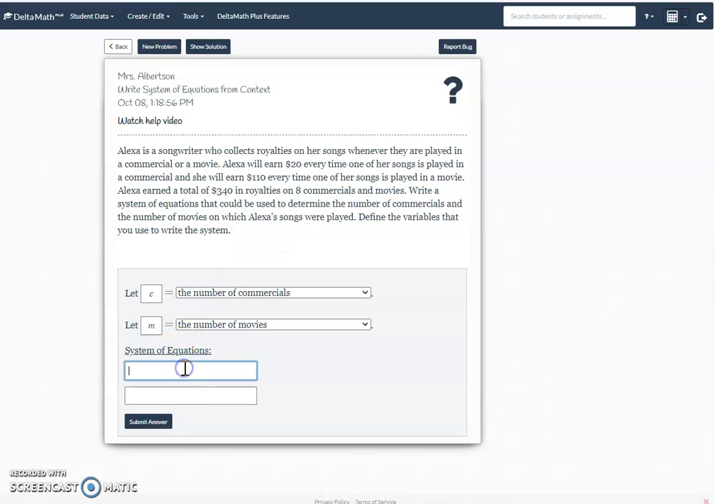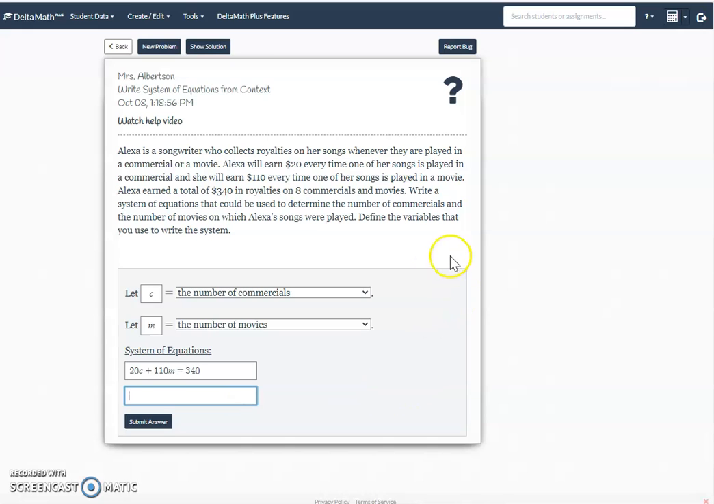All right, so on to the equation. Again, the equations have to follow the same unit. So in here, we have money, and then we have the number of commercials. So I'm going to do money first. So every time a song is played in a commercial, she gets $20. So she gets $20 for every commercial. She also gets $110 every time one of her songs is played in a movie. And she made a total of $340. So the 20, the 110, and the 340 are all dollar values. So I know those are all going to go in the same equation.